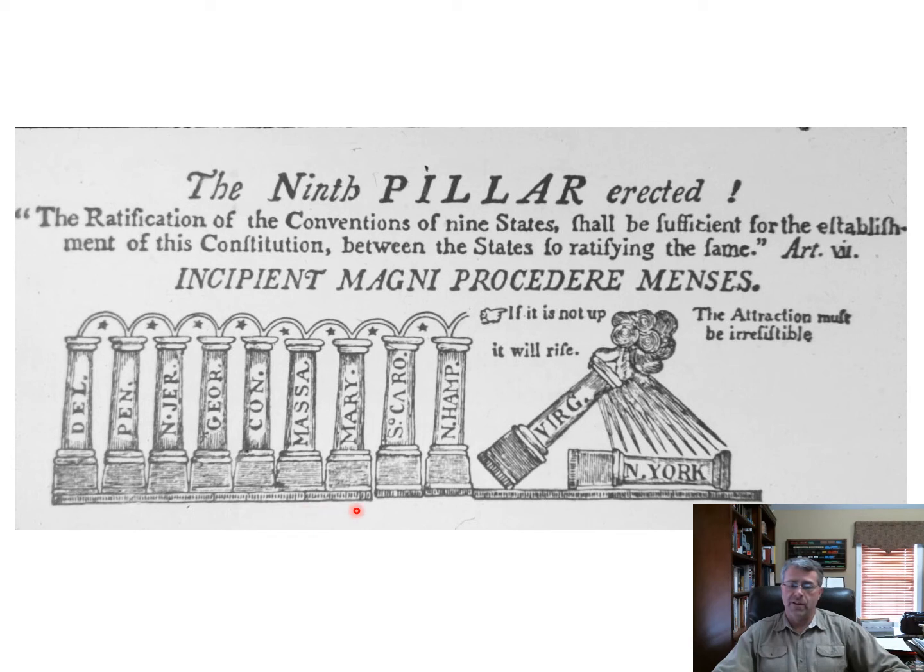And this newspaper is saying that if the last few pillars, representing the last few states, are not up, then it will rise. The attraction must be irresistible. So the fact that the Constitution is now the law of the land, with 9 out of 13 states having ratified it, will provide an additional motivation or attraction for these remaining states to go ahead and ratify it. So that's just illustrated by this graphic here.